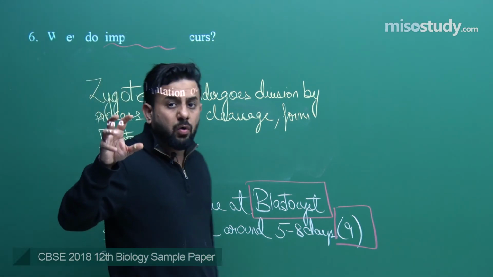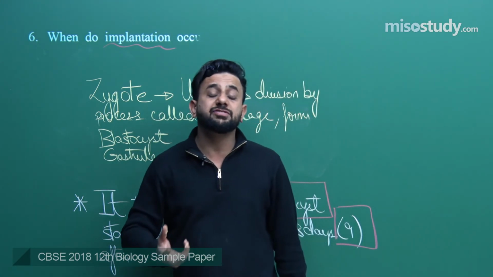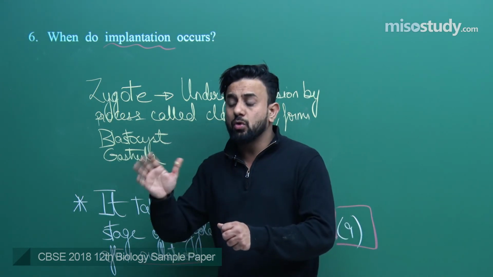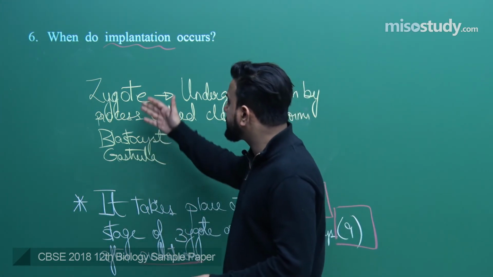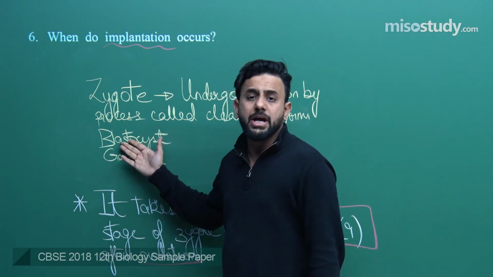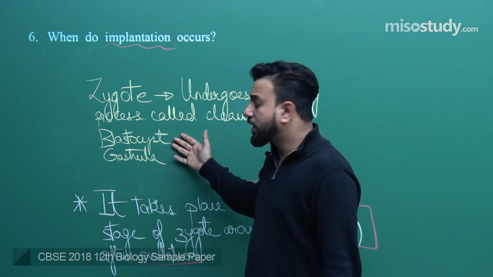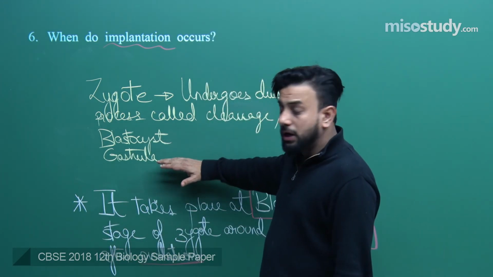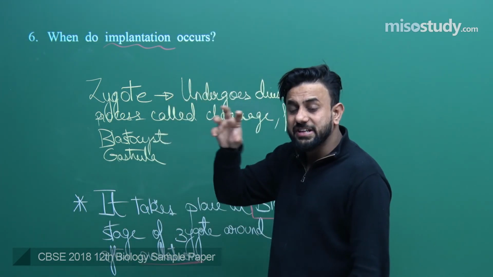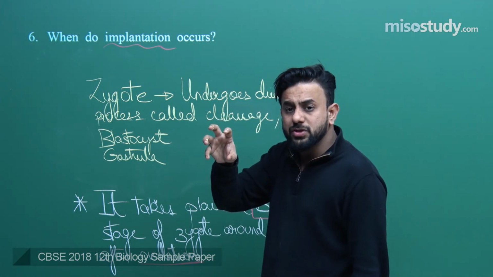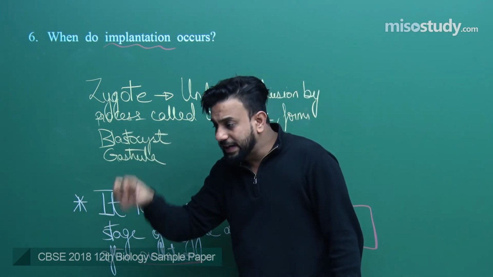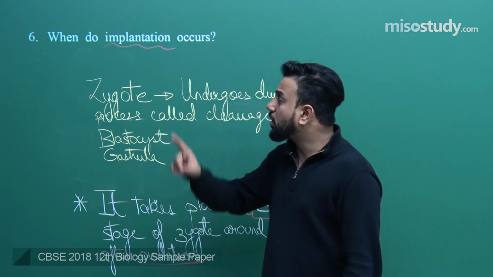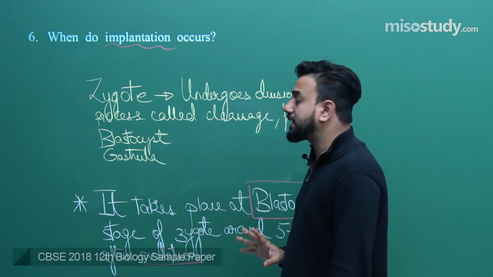So how is the zygote formed? The zygote is formed by the union of the male and the female gamete. Once the zygote is formed, it will undergo further cleavage divisions. It will first form the blastocyst, and after the blastocyst it will form the gastrula stage. At the blastocyst stage, this embryo is getting fixed to the endometrium uterine wall. That is called implantation, and that is taking place at 9 days.